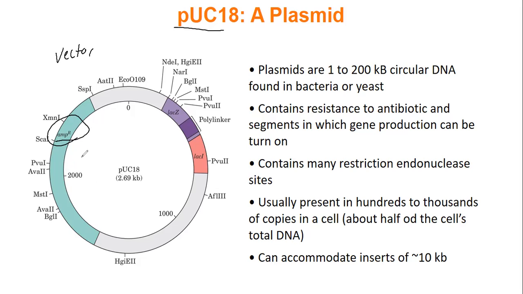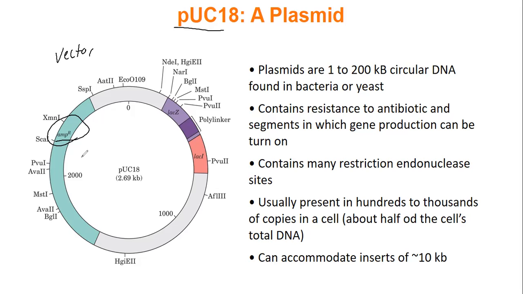So the idea here is we're going to put foreign DNA into this plasmid. We're then going to try and put this plasmid into bacteria. And we only want bacteria with the plasmid to grow. Therefore, if the plasmid has a resistance to ampicillin, which is an antibiotic, we grow our cells in the presence of ampicillin.